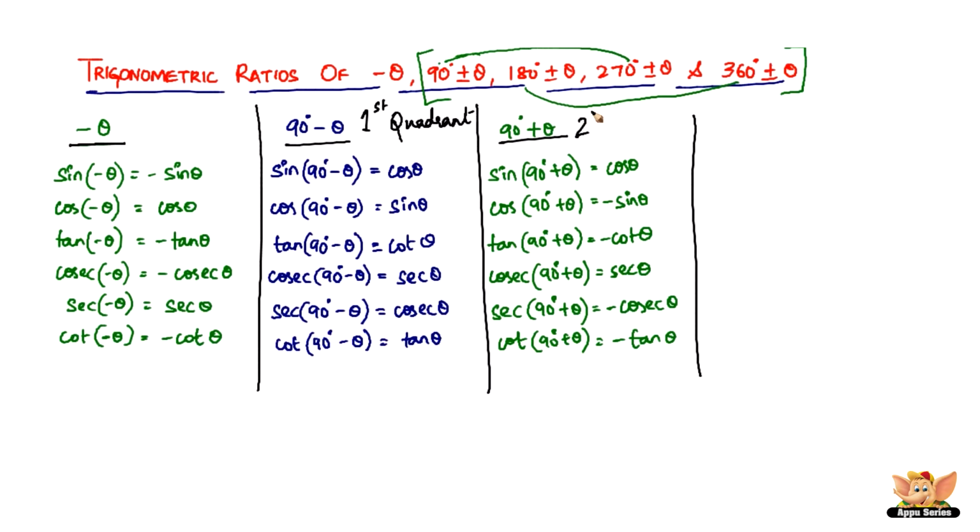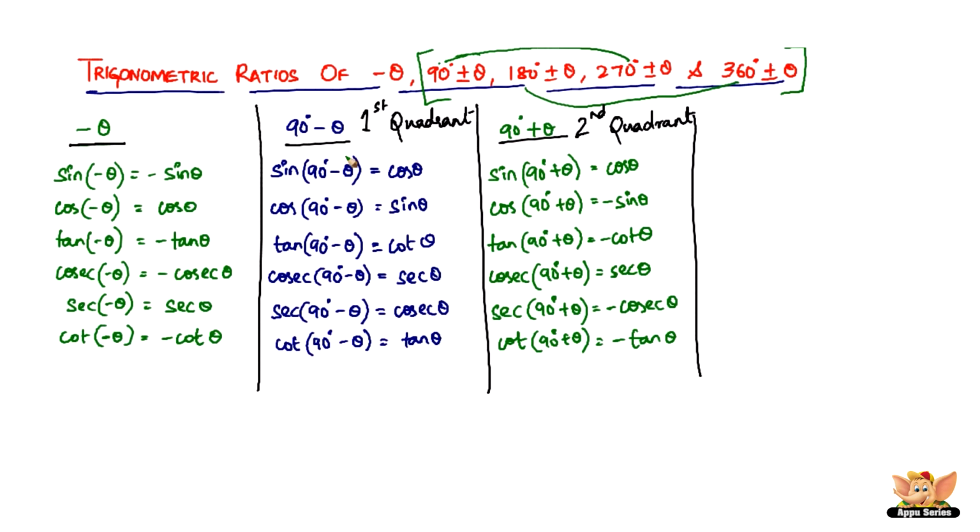Now, 90 plus theta is second quadrant. In second quadrant, only the sine and its inverse are positive, right? Therefore, sine of 90 plus theta is going to be positive, but it's going to become cos. And cosecant of 90 degrees plus theta is going to remain positive, but it's going to become sec. But the others, cos, tan, secant, and cot, everything is going to become the opposite of it. At the same time, it's going to become negative as well, because the second quadrant belongs to sine and cosecant and nothing else.